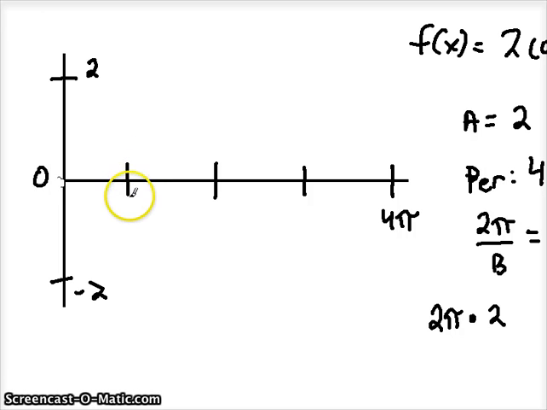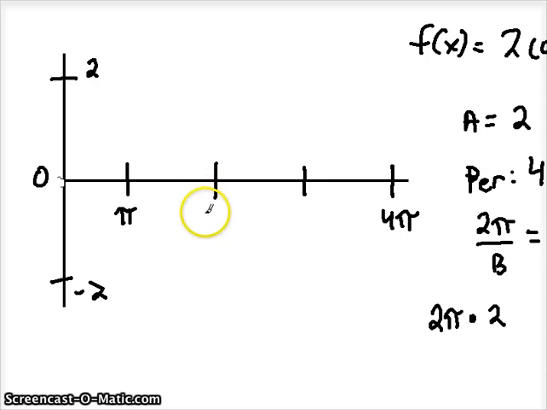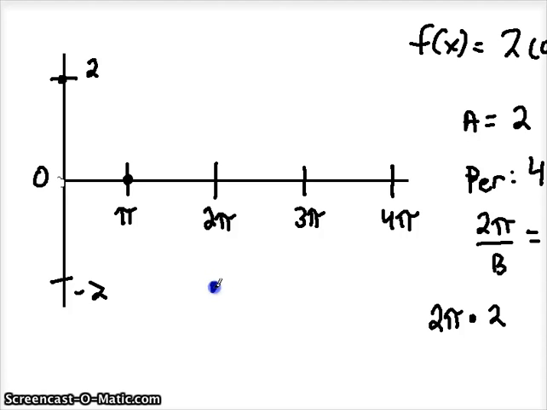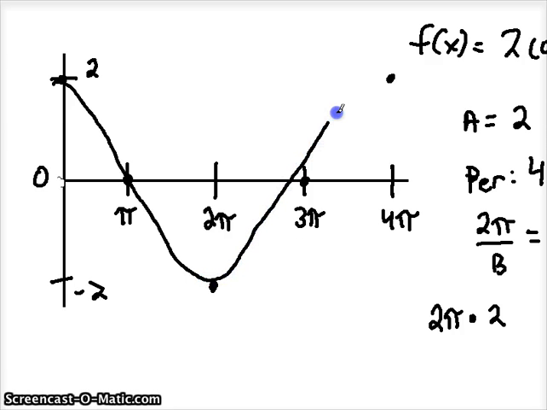1/4 of my period would just be pi. Half of my period would be 2 pi. And 3/4 of my period would be 3 pi. And then use the pattern of our cosine graph. It starts with our maximum, then goes to 0. Half of our cosine graph is always the minimum, back up to 0, and we always end with our maximum. And again, we get the nice cup shape.